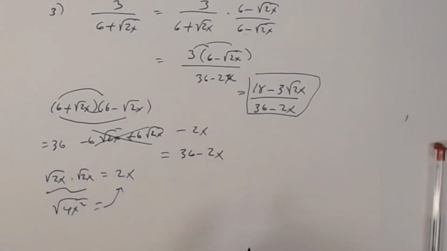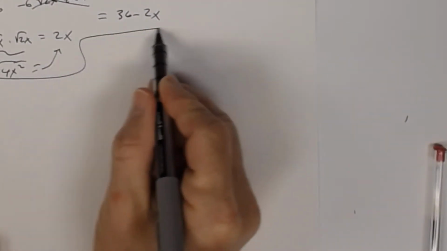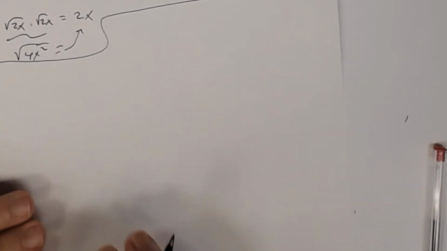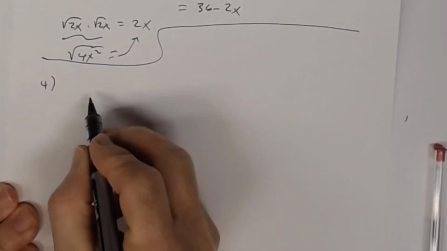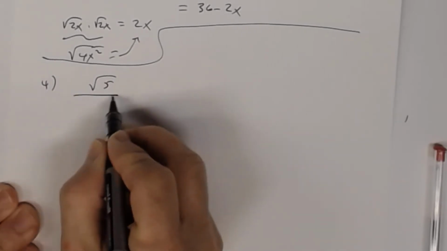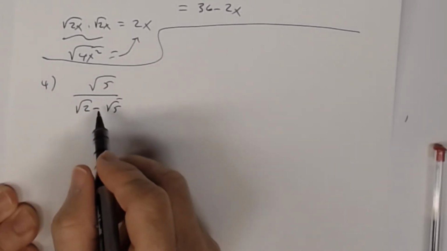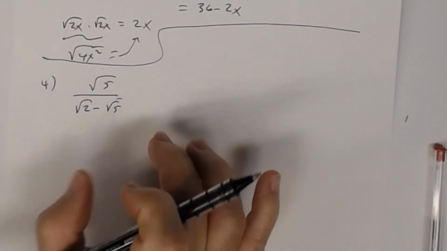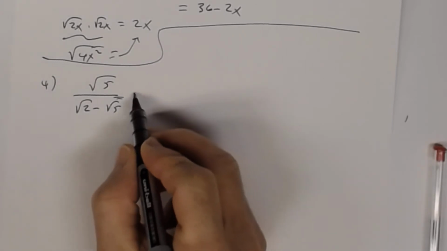Okay? All right, and then let's look at number 4. I'm going to go ahead and do number 4 here. So number 4, we have the square root of 5 divided by the square root of 2 minus the square root of 5. So this time, notice you have 2 square roots, so that may be a little bit more challenging for you, but we'll see. The process is the same.